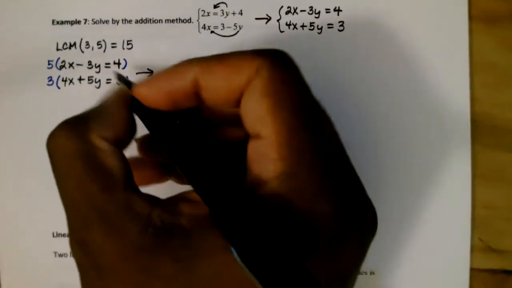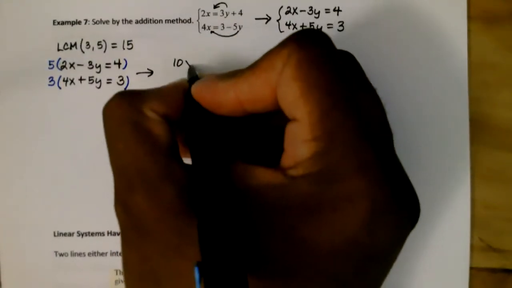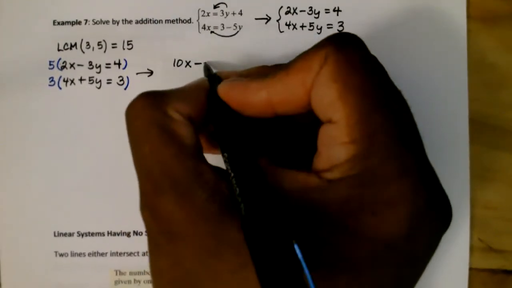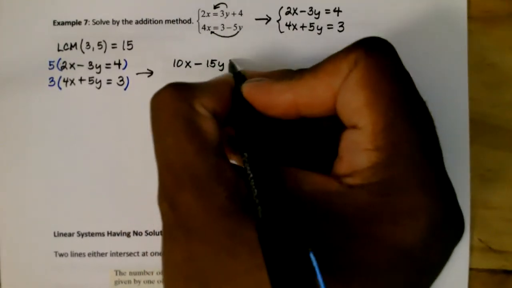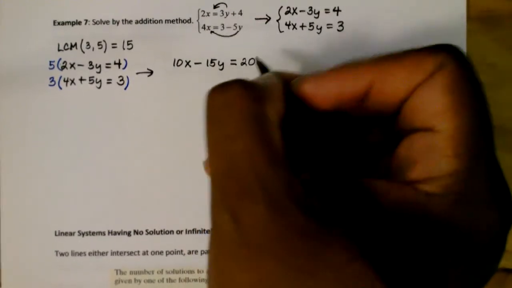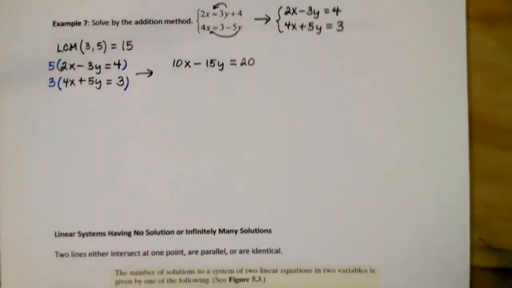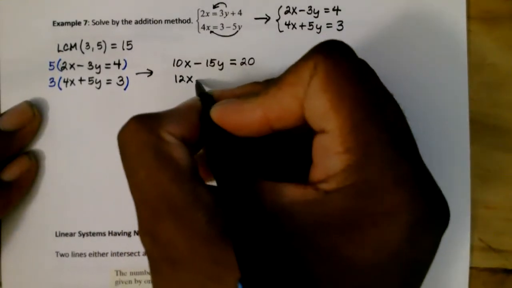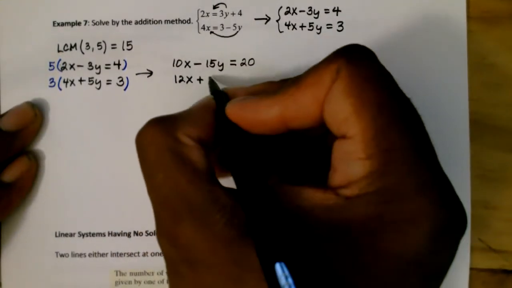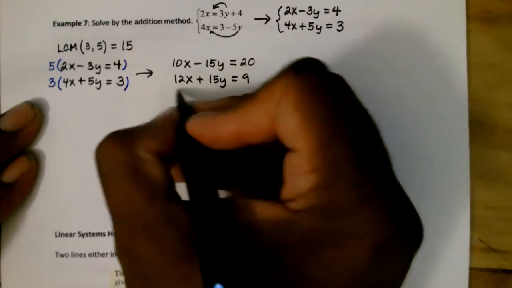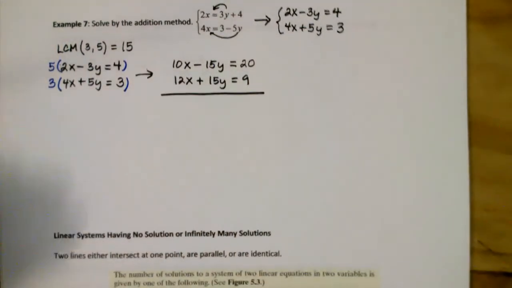When I do that, I have 5 times 2x, that's going to be 10x. I'm multiplying the top equation by 5, minus 5 times 3y, which is 15y, equals 5 times 4, that's going to be 20. The bottom equation, I'm multiplying it by 3, so 3 times 4x is 12x, plus 3 times 5y, that's 15y, equals 3 times 3, which is 9.